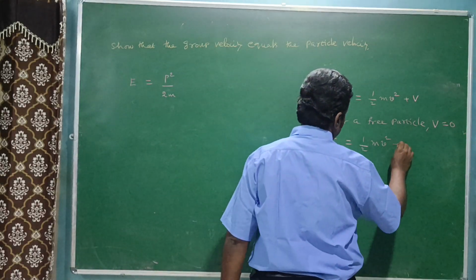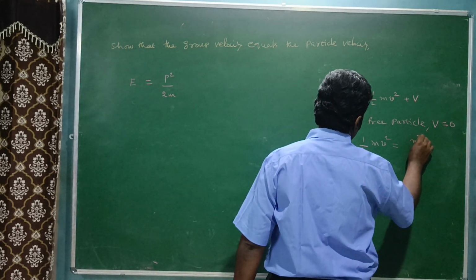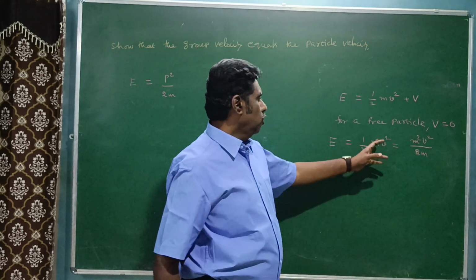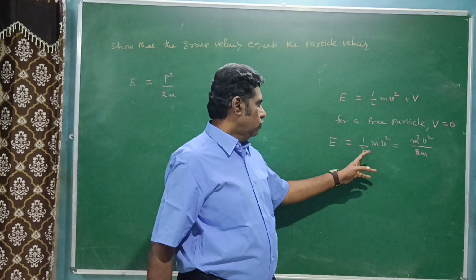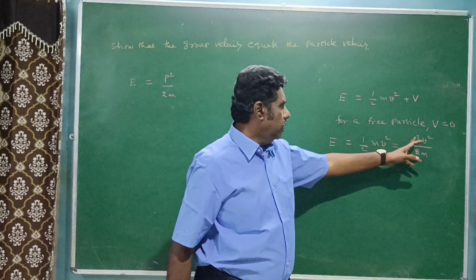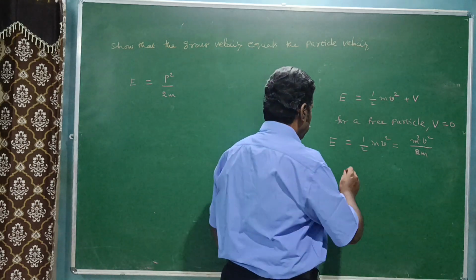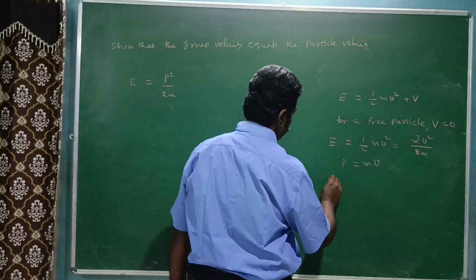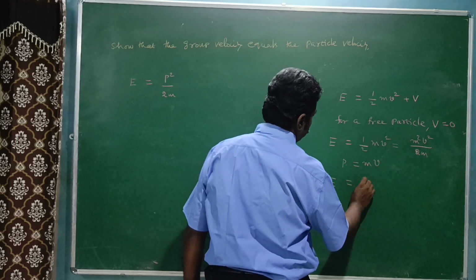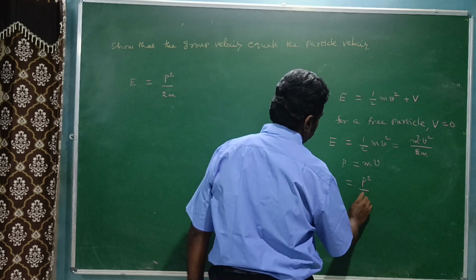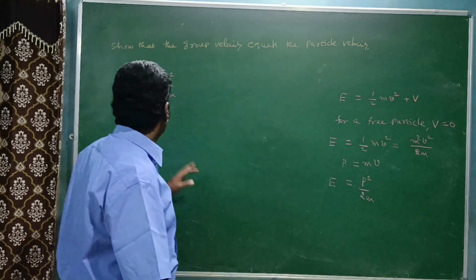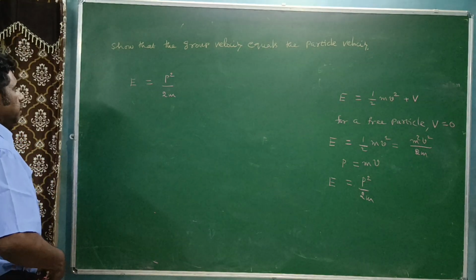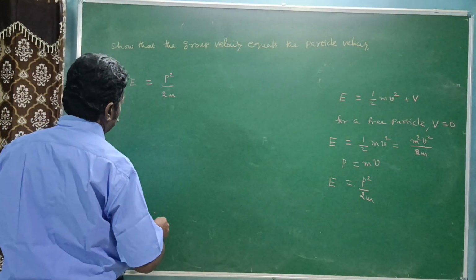This is modified as m square v square divided by 2m. Multiply the numerator by m and also the denominator by m, and we get m square v square by 2m. We know that p equals mv, the linear momentum. Therefore, E equals p square divided by 2m. This is the energy of a free particle. Now differentiate this equation with respect to p.